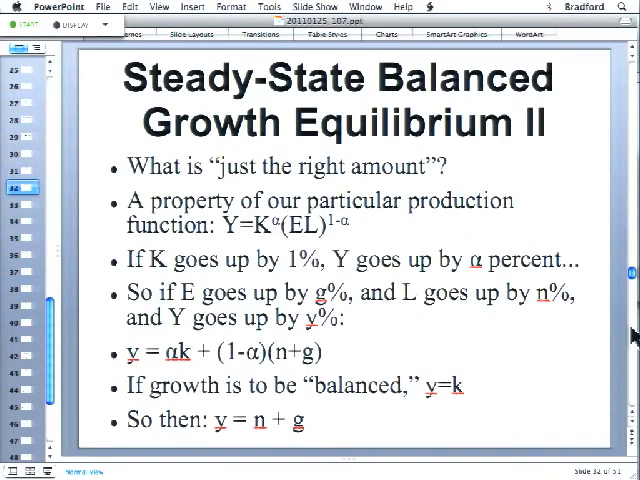And that equation tells you immediately that the rate of growth of output, little y, is then going to be the rate of population growth, n for number of workers, plus this thing g, for growth, the growth rate of the efficiency of labor.